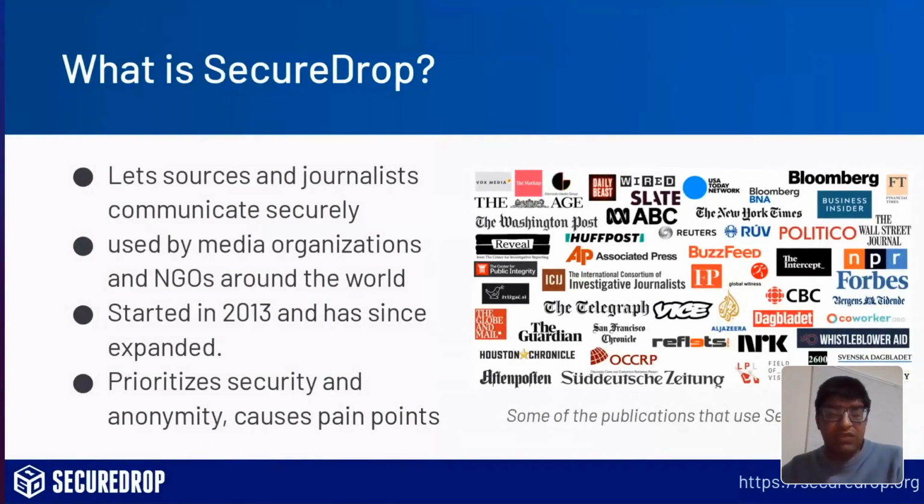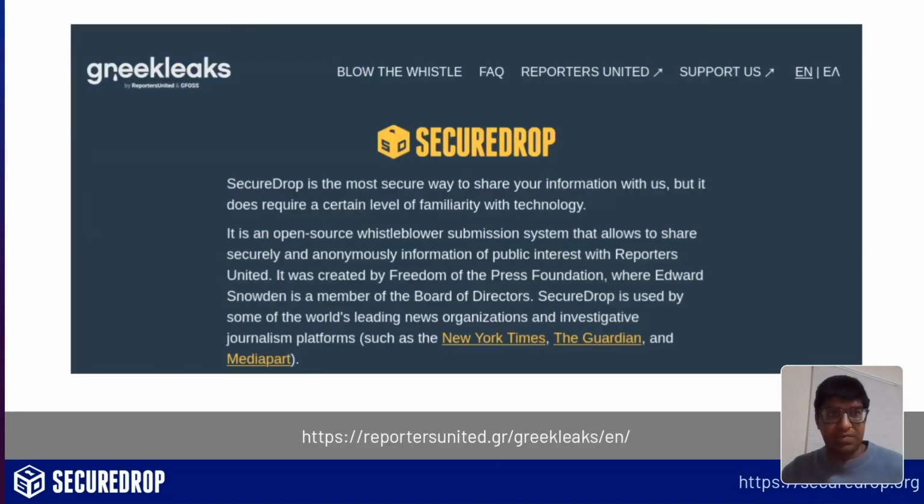So what is SecureDrop? If you're not already familiar with it, it's a tool that lets sources and journalists communicate securely. It's used by media organizations and NGOs all around the world, and you can see a picture of a number of organizations that do use it. It originally started in 2013 and has since expanded. Ultimately, at the end of the day, it prioritizes security and anonymity, which, while great, does cause some pain points. And if you've never seen SecureDrop in action, this is an example of what it looks like.